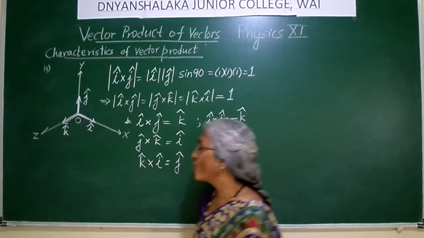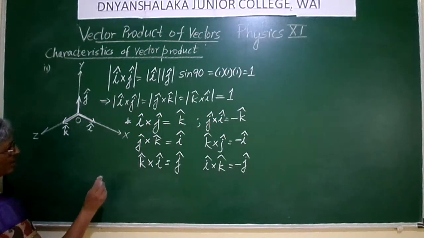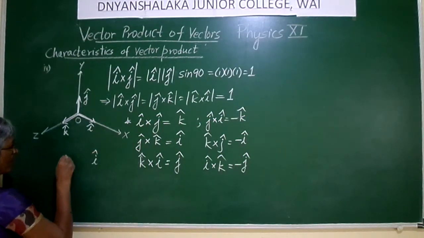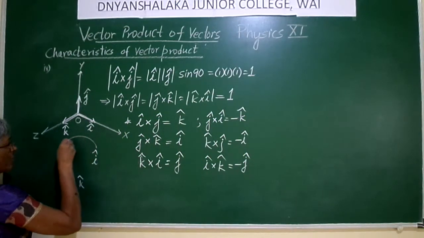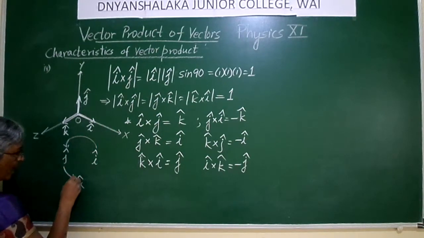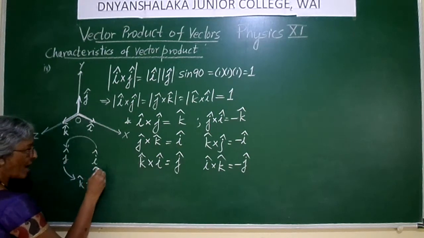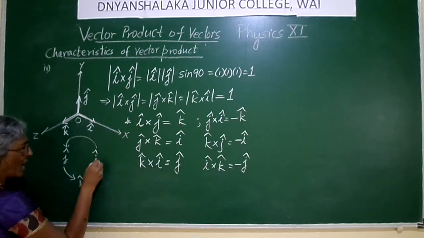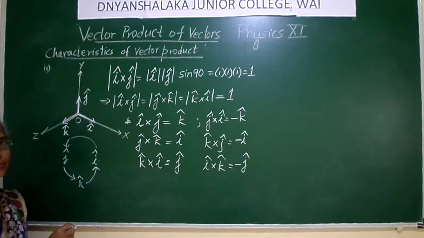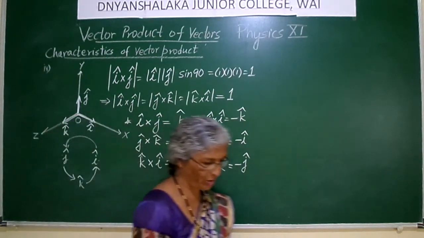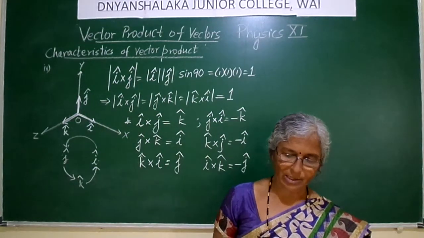Very good. So for this, what you are going to remember, write it in a cyclic manner in this way: i, j, k. i to j gives you k. j to k gives you i. k cross i gives you j. If done in reverse, it is negative. Okay, good. Now we'll go for the next characteristic property.